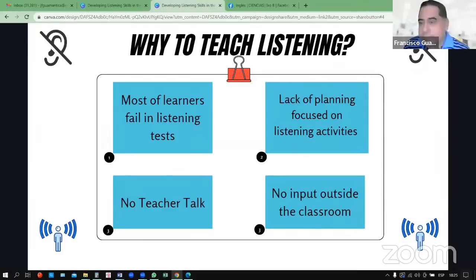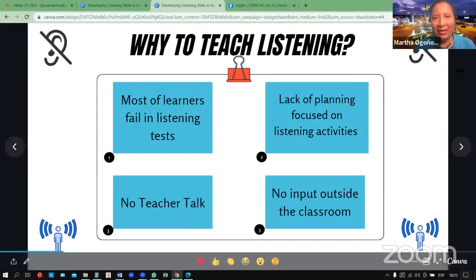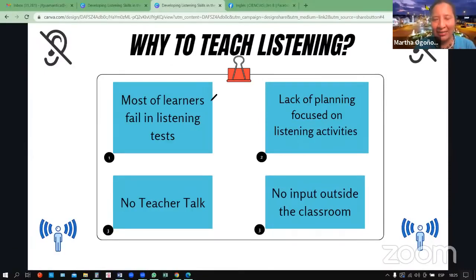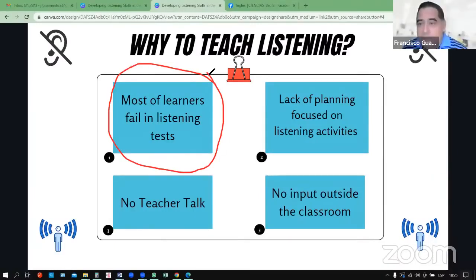Why teach listening? That's the big question, Marta. What do you think? Let me start by saying most learners fail in listening tests. In a while, we are going to share a funny video. It's well known among test takers: we fail in those listening exercises. We know from what Cambridge evaluators tell us, and from the statistics, that we have most problems in that part.